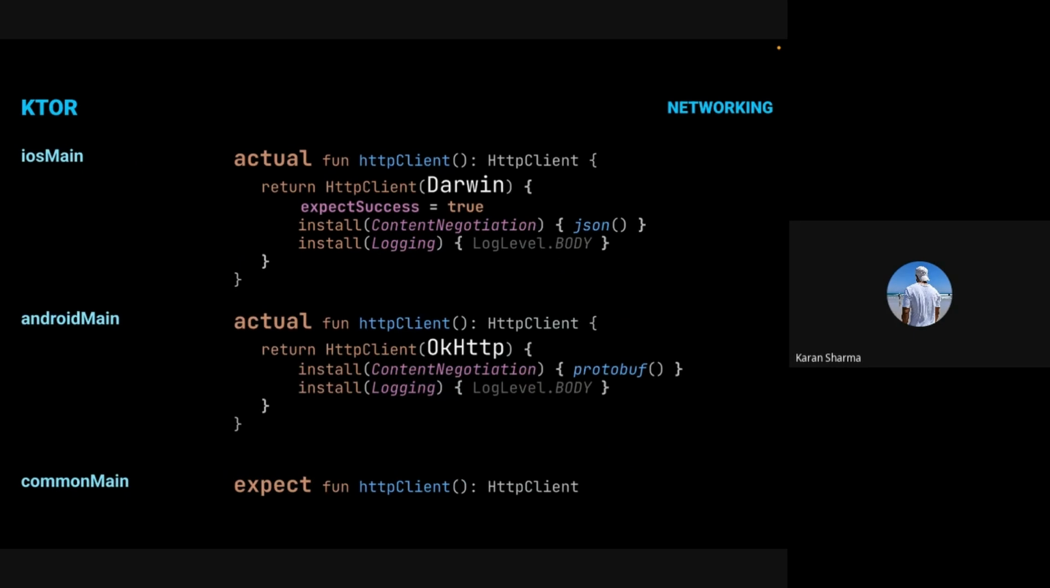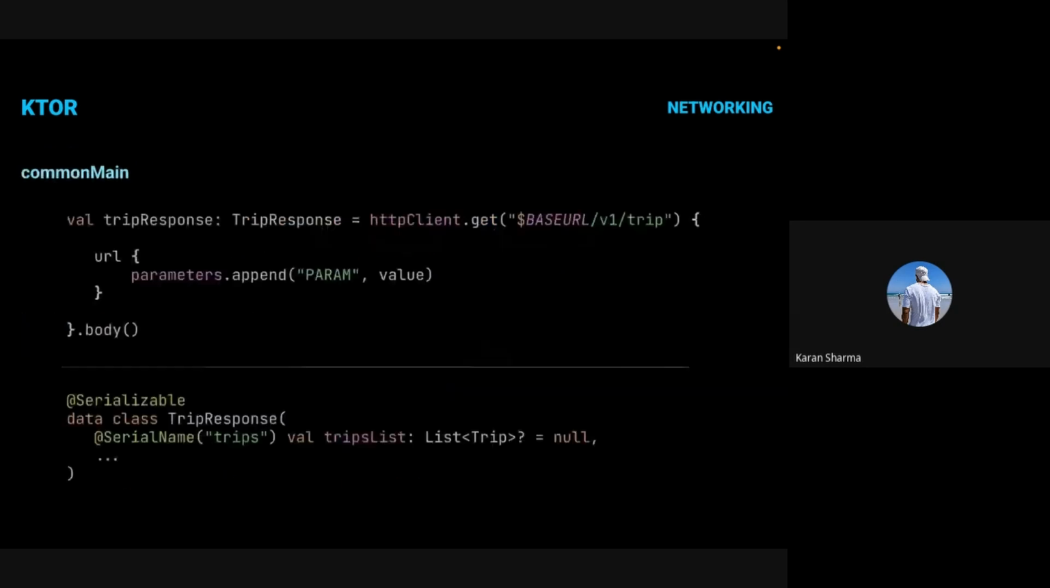So we look at expect success equals true later on. But we can do a whole lot of configuration here. So let's keep going. So inside the common main, now I have the HTTP client object reference. So I can call get on it, provide a URL, and then add some parameters, and then be able to get the HTTP response object out of it. And then on that object, if I call .body, it will convert automatically that particular JSON response, protobuf response into that particular data class, which is TripResponse in this case.